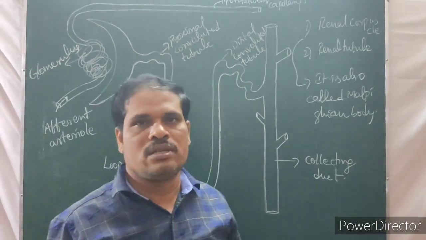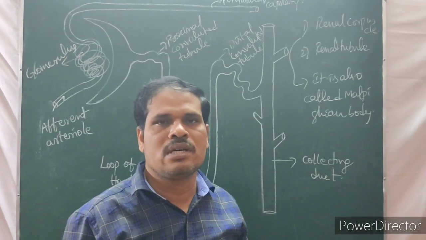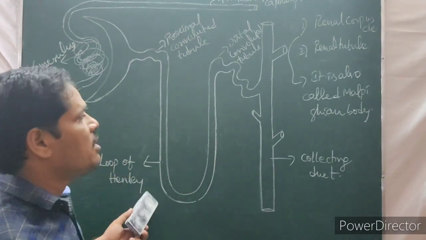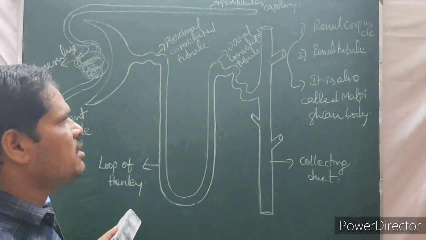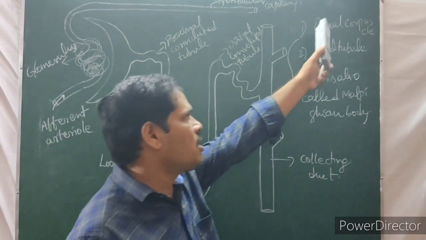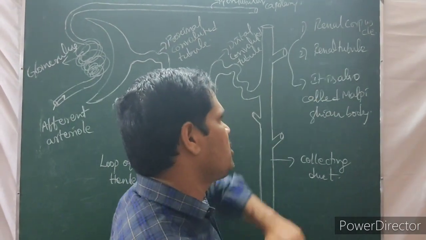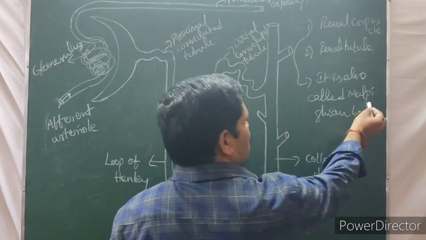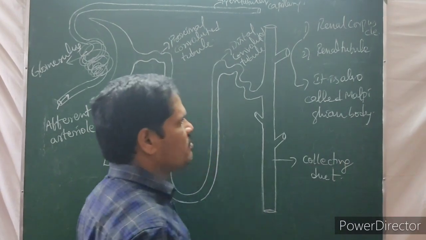Good evening, students. In this session, we will discuss the structure of the nephron. Under this nephron, two important parts are present. First one is the renal corpuscle. Second one is the renal tubule. Renal corpuscle is also called the Malpighian body.